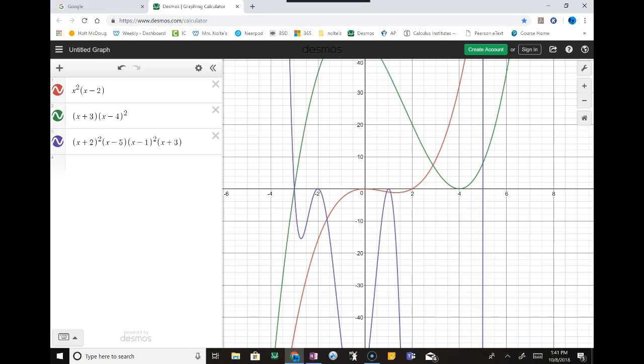Wherever it's squared, it only touches the x-axis. Wherever it's not squared, it goes through it. Say that again. Where it's not squared in the function, it goes through the x-axis. Wherever it is squared, it only touches.